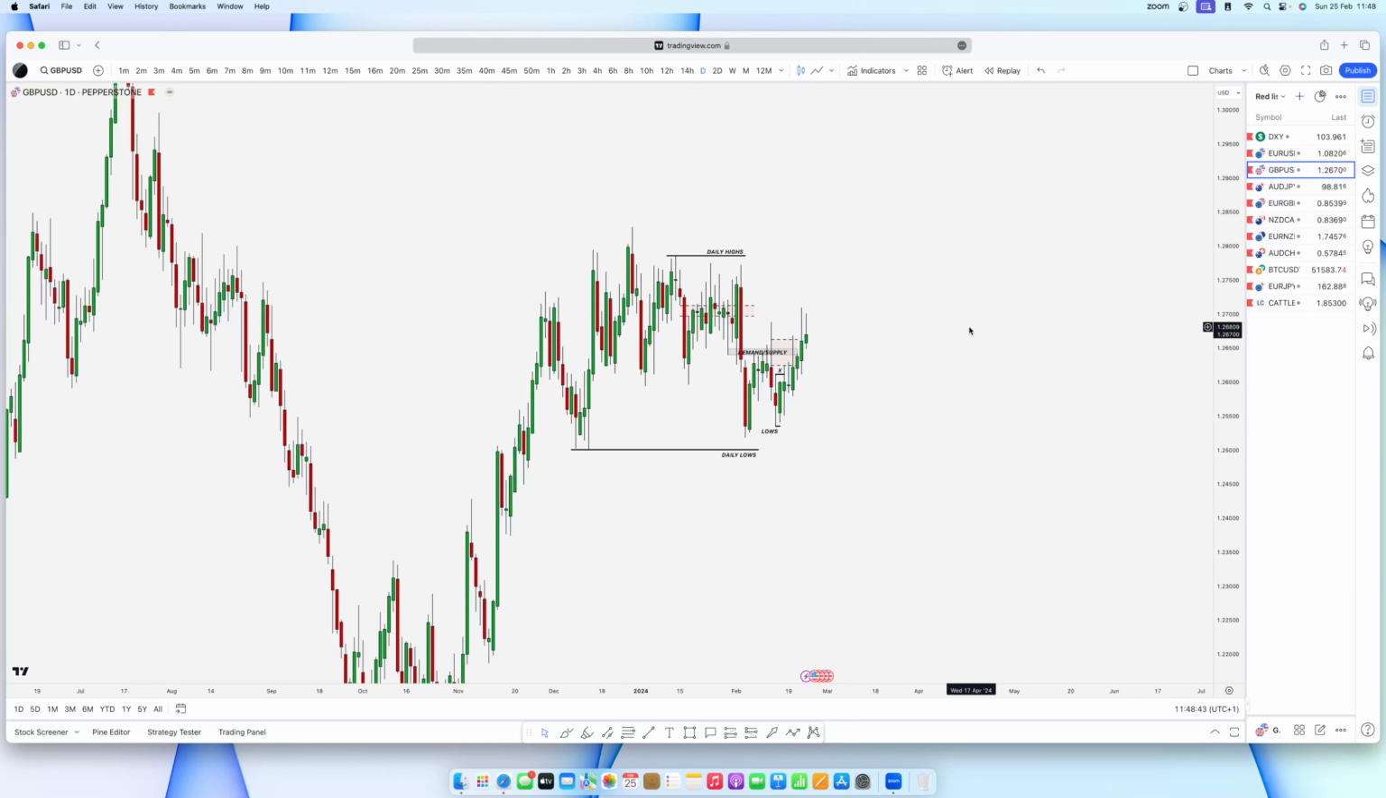All right, so for GBP USD, just still neutral. So stay neutral for now. Let's see where price is going to go to, and then we're going to have our entry on that. Right, so that's it.